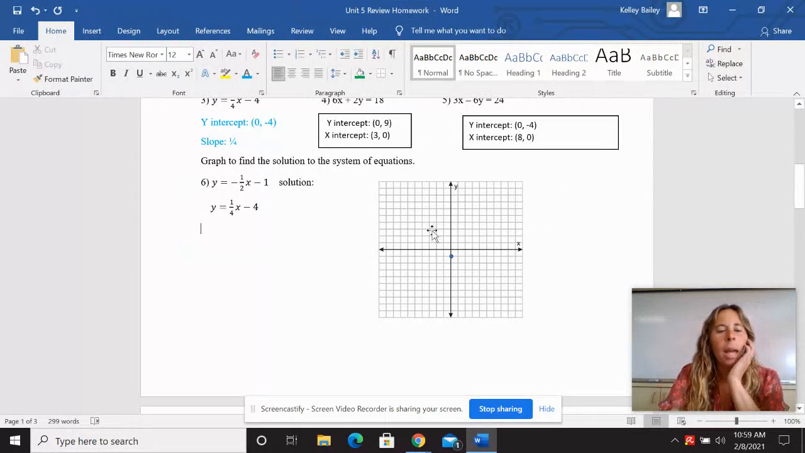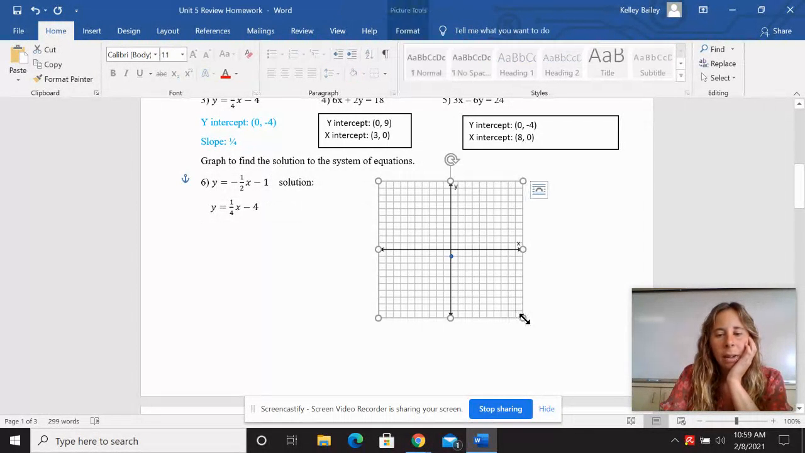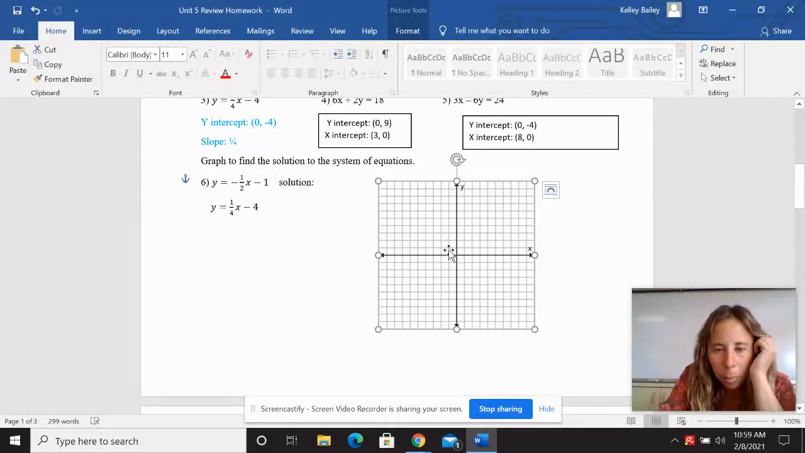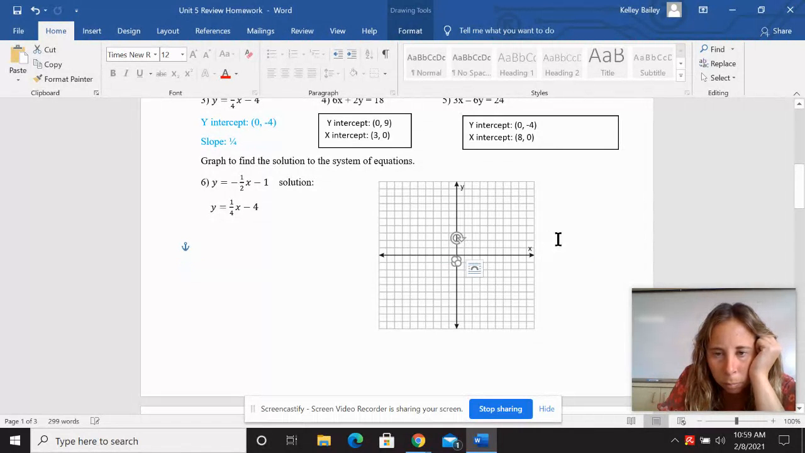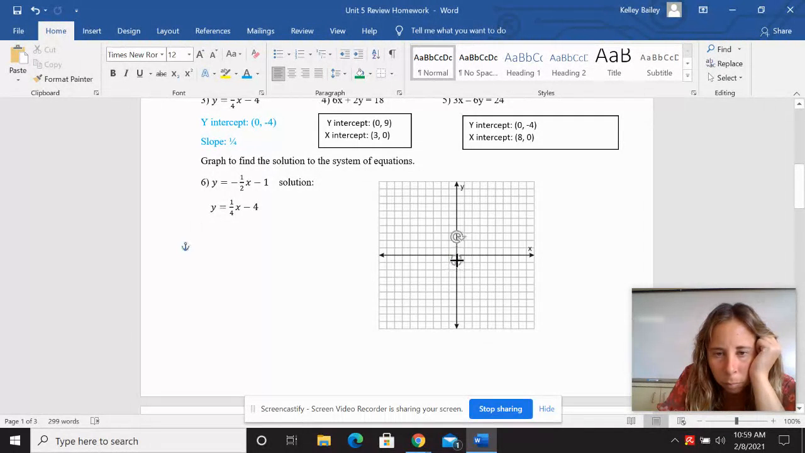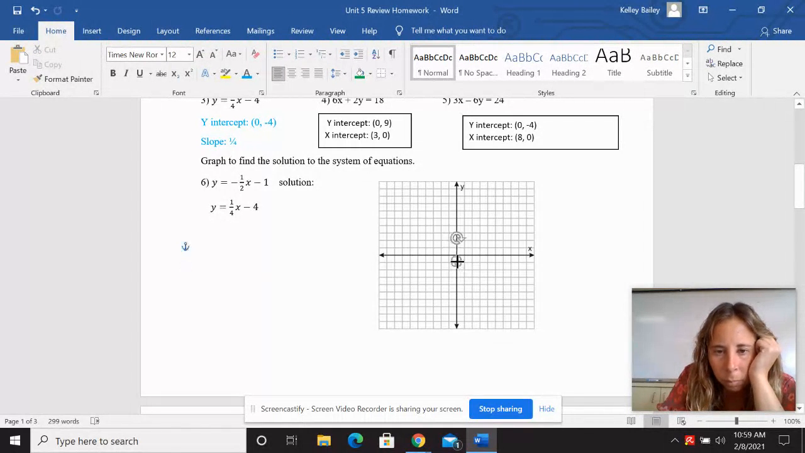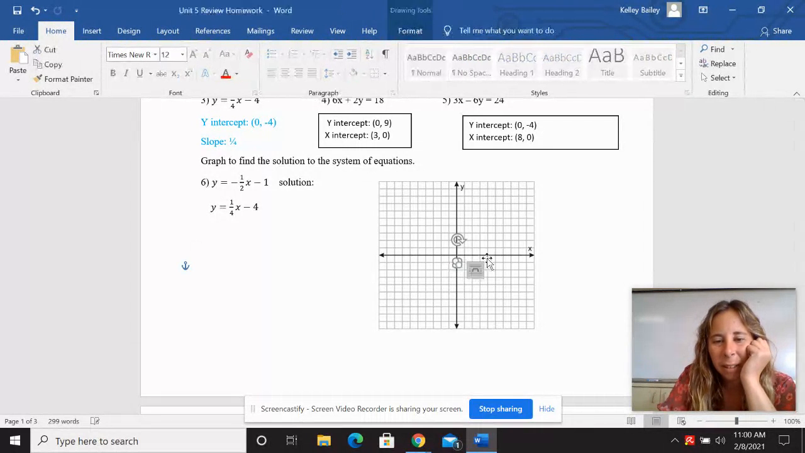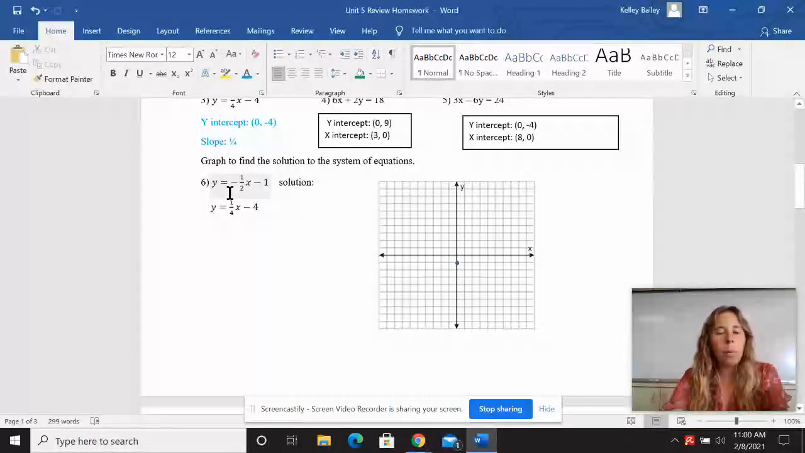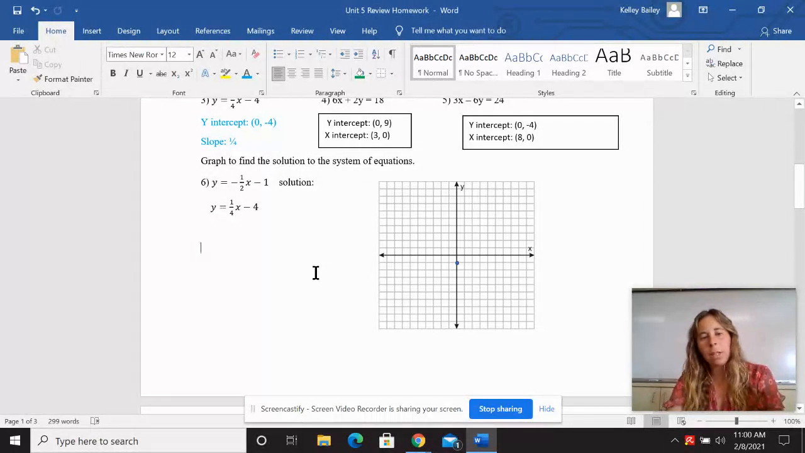Okay. And then my slope is -1/2. Can I make this bigger? Oh, then I have to move my dot. Hold on. This is y. There. Okay. So you're going to go -1/2, so that is down 1, right 2. Down 1, right 2.